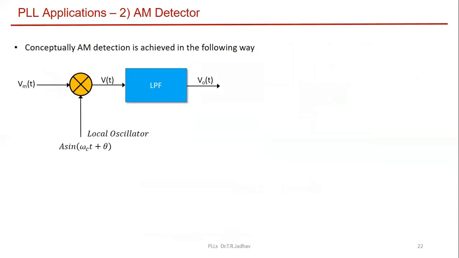Let us see another application of PLL, which is AM detector. So before actually implementing this concept using PLL, let us understand in general how the AM detection happens. So conceptually, you can see here that we give the modulating signal.